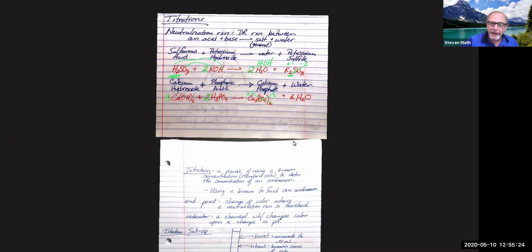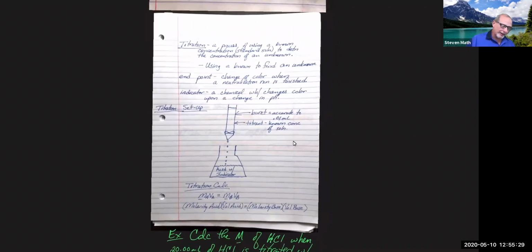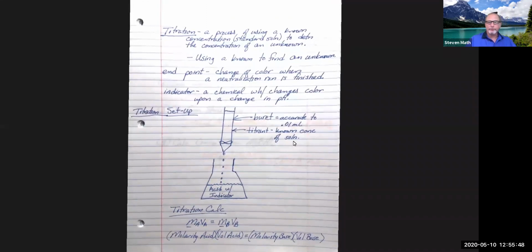Now, these neutralization reactions are used in a process called titration. A titration is a process. It's a laboratory experiment where we're going to use a known concentration, also known as the standard solution, to determine the concentration of something that's unknown to us. And so in that case, we're going to find an unknown concentration. That's what we're looking for.